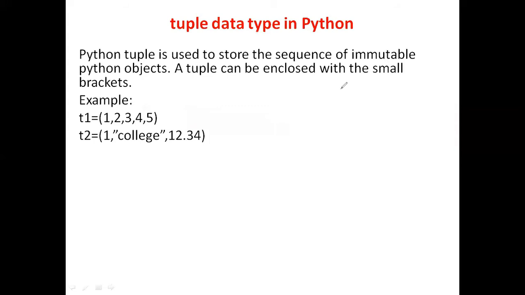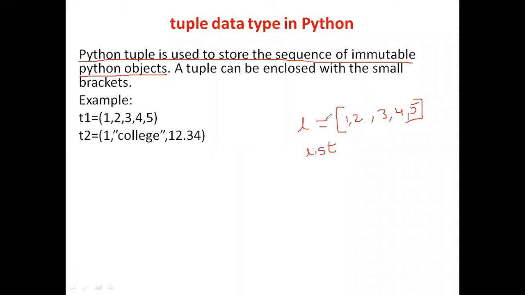So, what is a tuple data type? The tuple data type in Python. A Python tuple is used to store a sequence of immutable Python objects. If you see this definition, it is similar to the list definition. So what is a list? A list is also used to store a sequence of elements. So for example, I am defining L equals 1, 2, 3, 4, 5. Now the type of L is list.